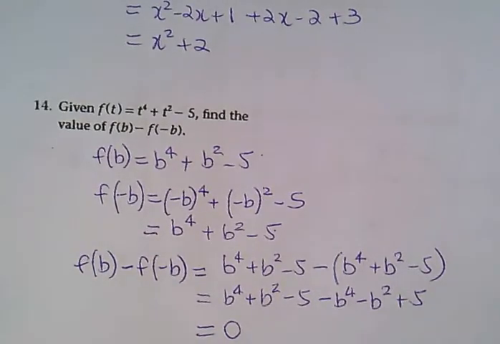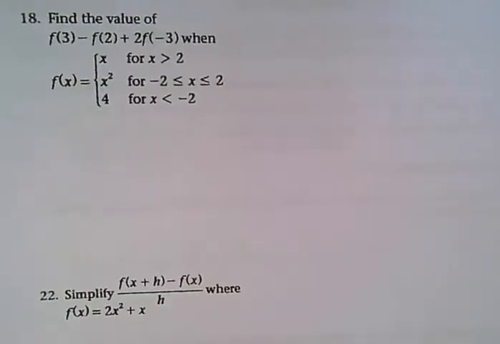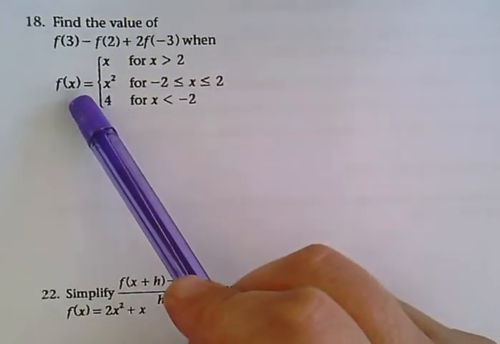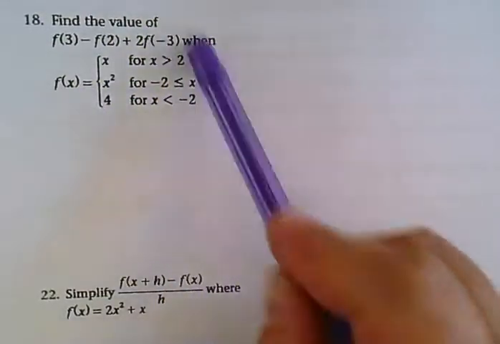Now this doesn't always happen. That won't always happen if you do f of b minus f of negative b. It'll only happen for certain types of functions. So f of 3 minus f of 2 plus 2 times f of negative 3, when this function is defined by these 3 things.